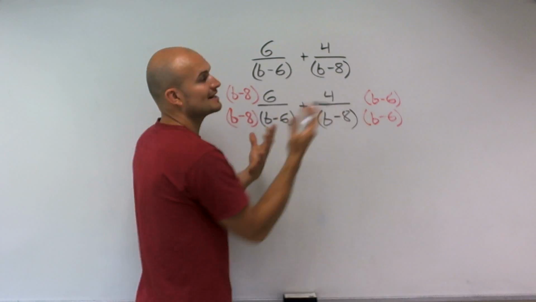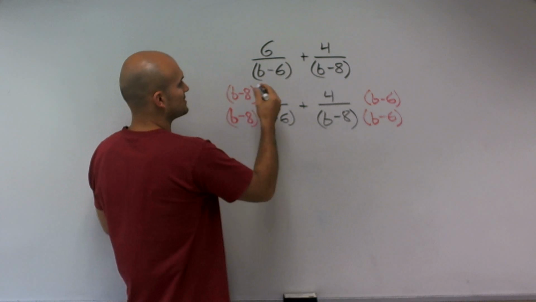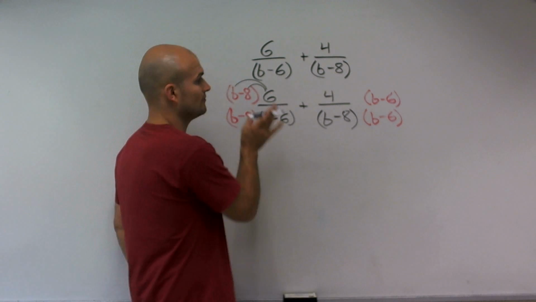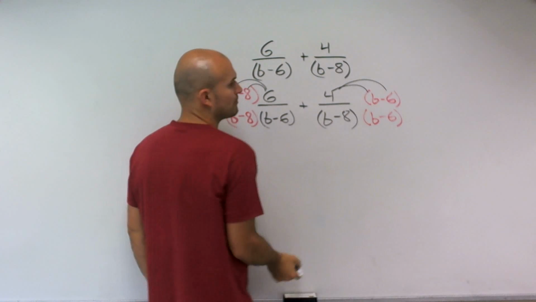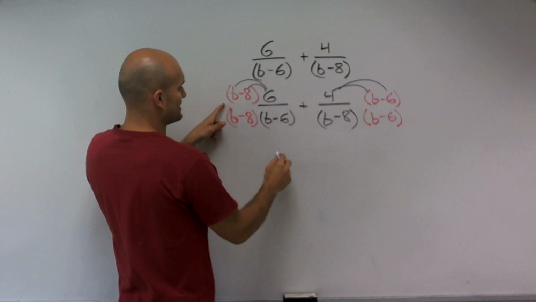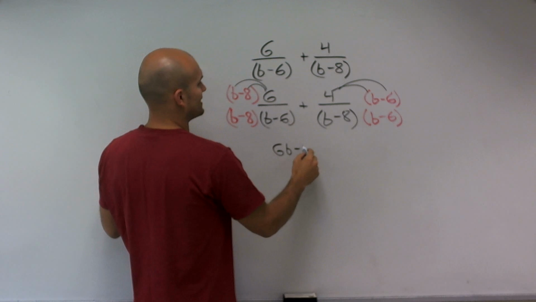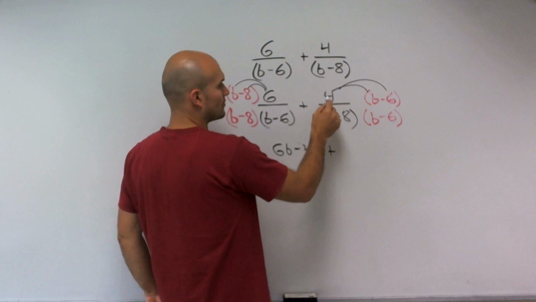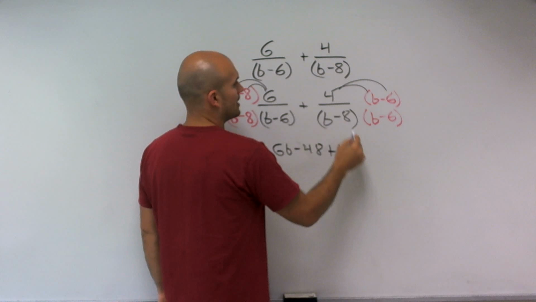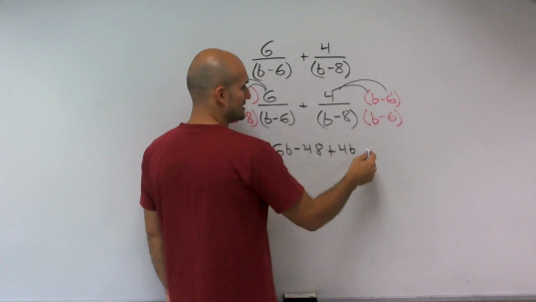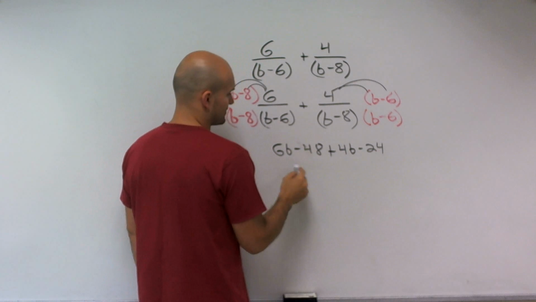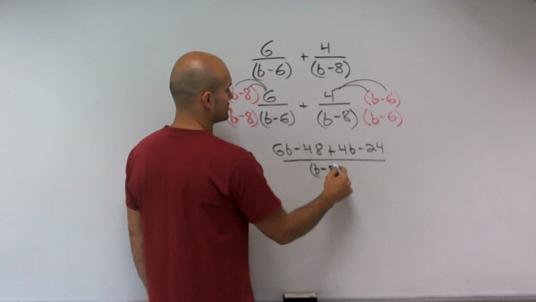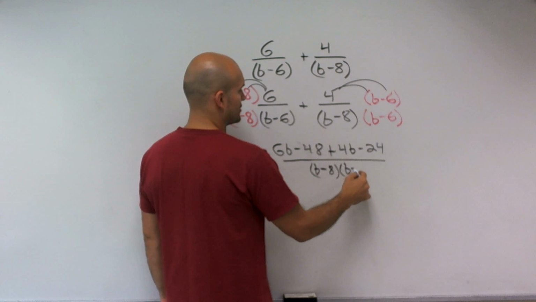I don't need to multiply out the denominator; I just know it's going to be my common denominator. In the numerators, I'm going to have to apply the distributive property, because I'm multiplying a number times an expression inside parentheses, and the same thing over here. So 6 times b is 6b. 6 times negative 8 is negative 48. Plus positive 4 times b is 4b. Positive 4 times negative 6 is negative 24. And that's all over your common denominator, which I'm not going to expand. I'll just leave it as a binomial times a binomial.